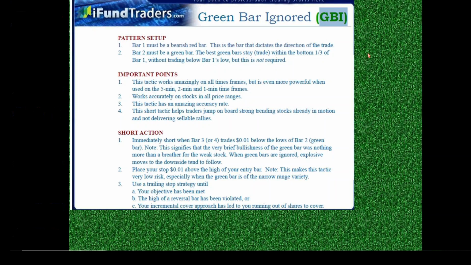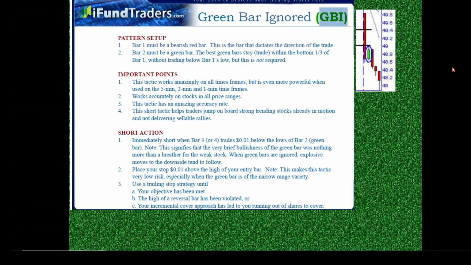All right, let's talk about gibbies now, right? The green bar ignores. They look like this, right? This is pretty close to a picture perfect green bar ignore. So you have a bearish period, a big bad bear elephant bar coming down on you. And you have a little pause. You have a green bar ignore on the bottom 1/3 of this bar. And then you have follow through. Keeps going down.